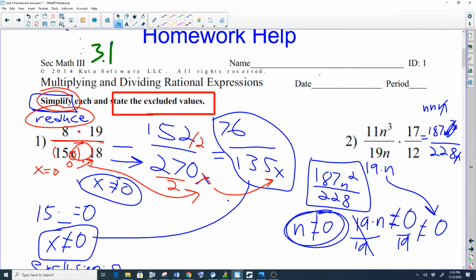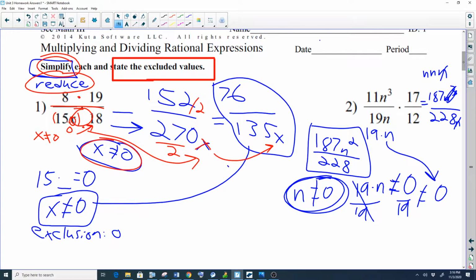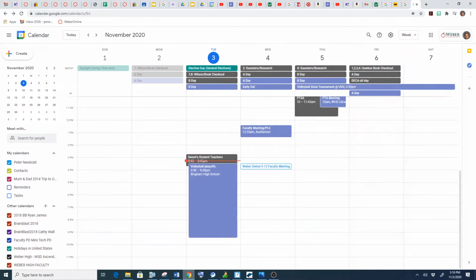So x equals 0 is called an exclusion. An exclusion basically means the problem cannot include 0. You'll see the exclusions on Canvas. So now you're going to look in Canvas for 76 over 135x.